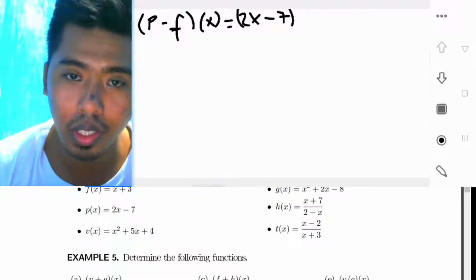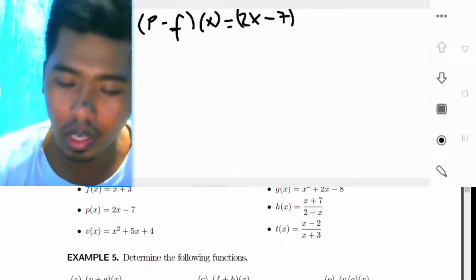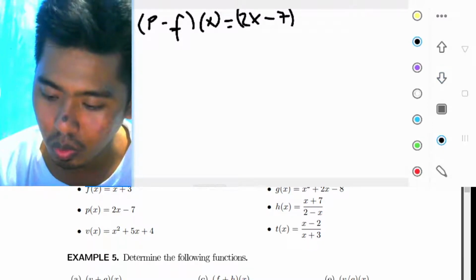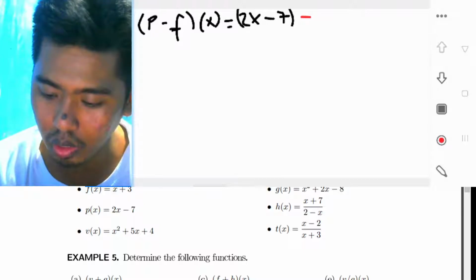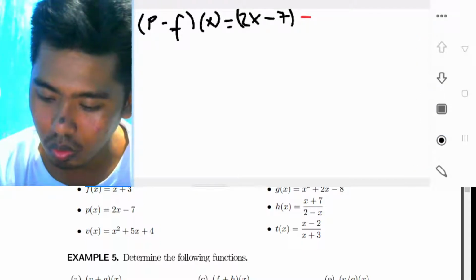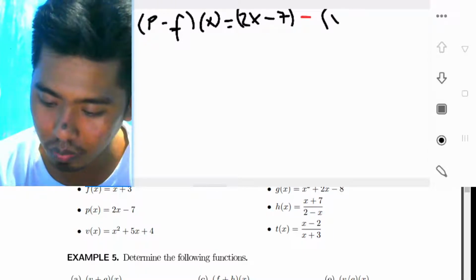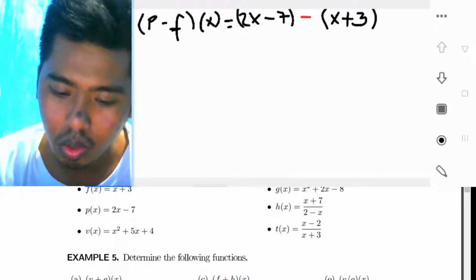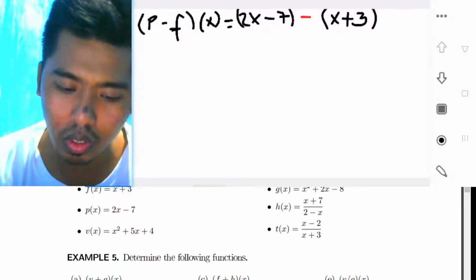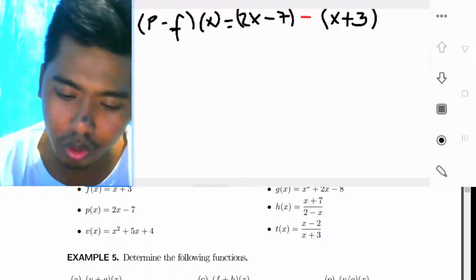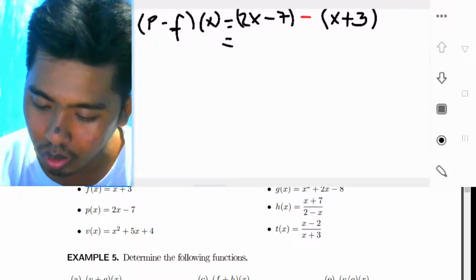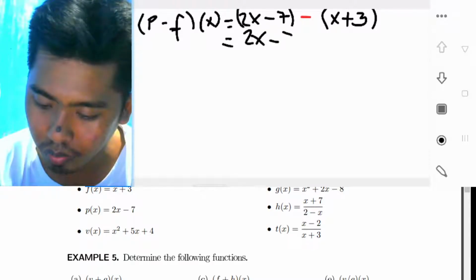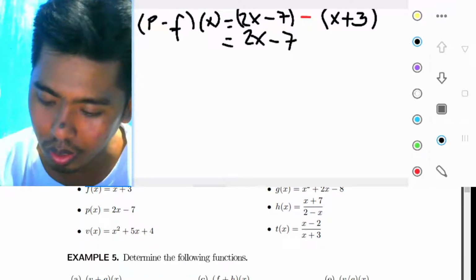So that would be x plus 3. But don't forget the operation, it is subtraction. Okay, so we have x plus 3. Since this is a subtraction, we're going to get rid of the box. So it's going to be 2x minus 7. I already put it in red here.